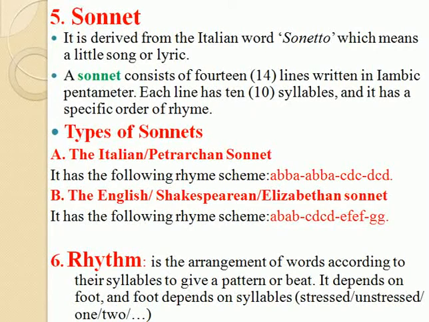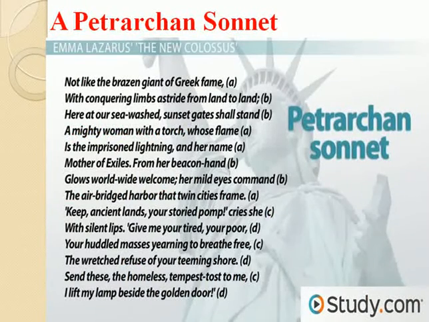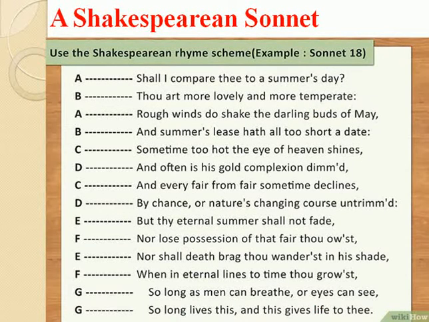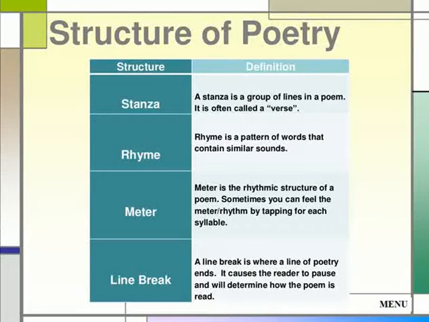Here is an example of a Petrarchan sonnet. We have here also another example of a Shakespearean or Elizabethan sonnet. And finally, we have here this simple representation of the structure of poetry.